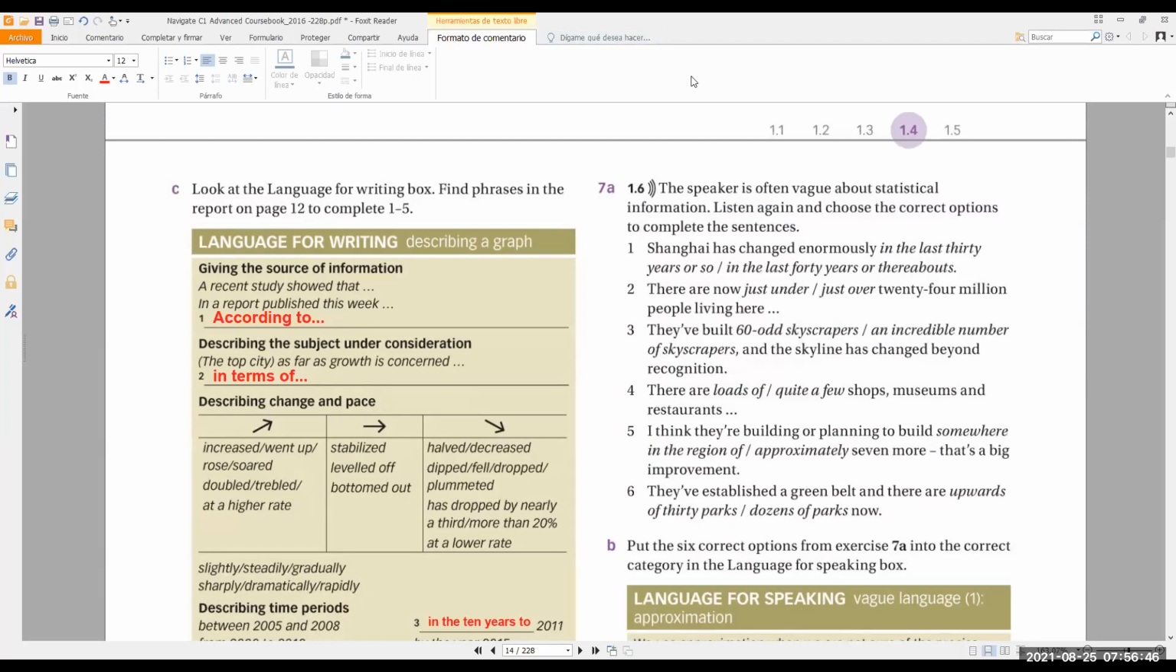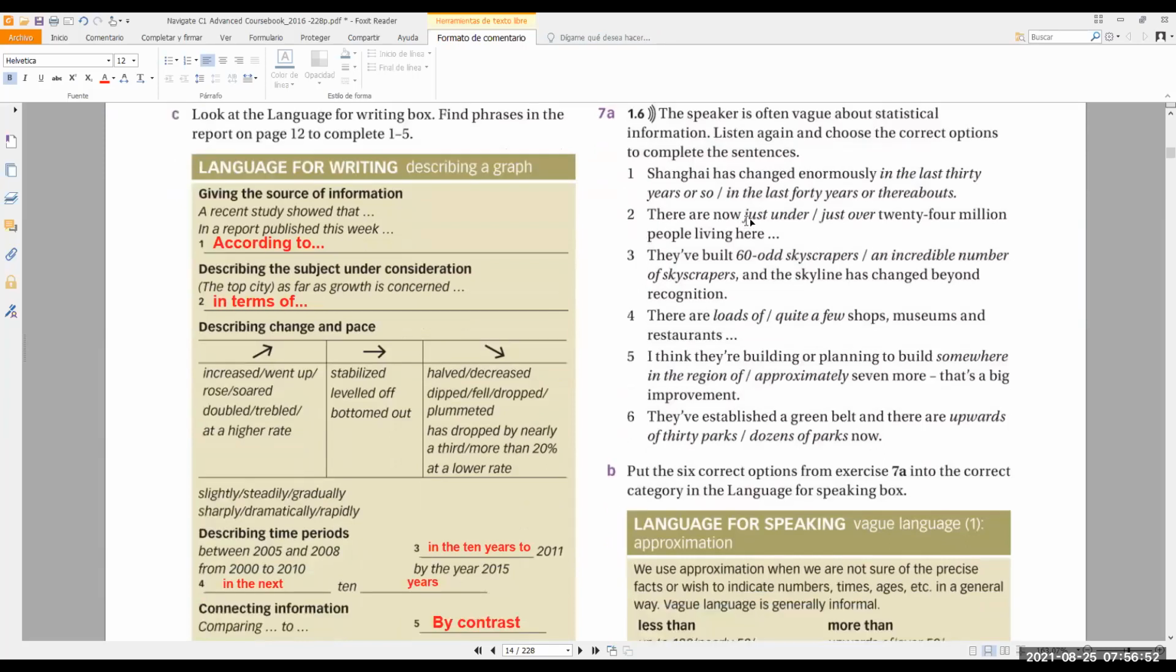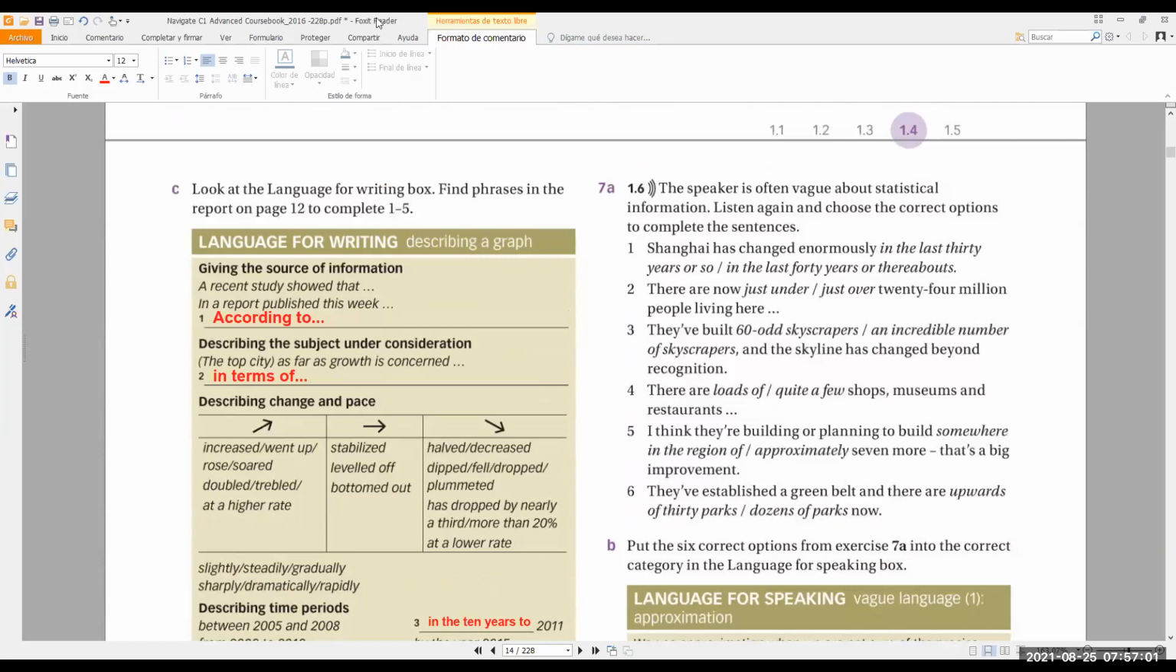Okay, guys, so we're going to listen to the audio a second time, but this time we're going to focus on this kind of language. So we need to listen to the sentences really carefully and try to find the expressions, okay? So we're going to listen to it once again.